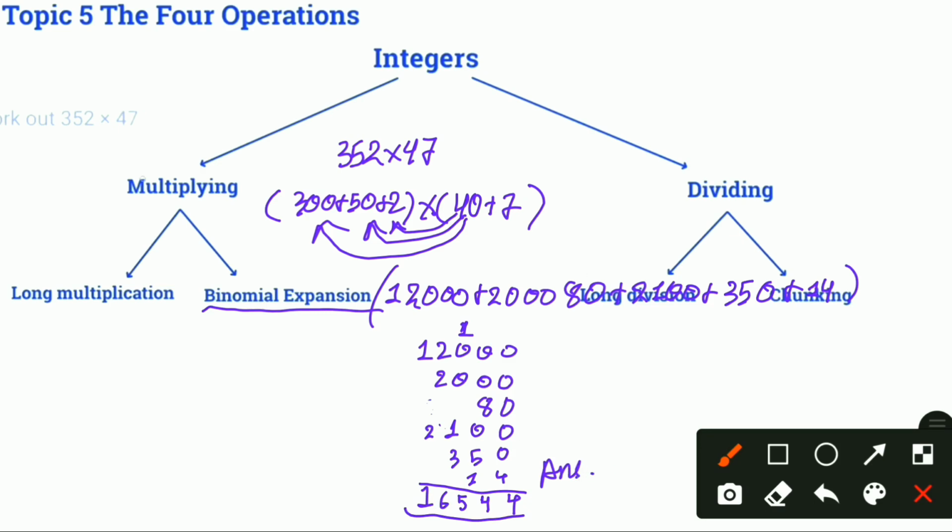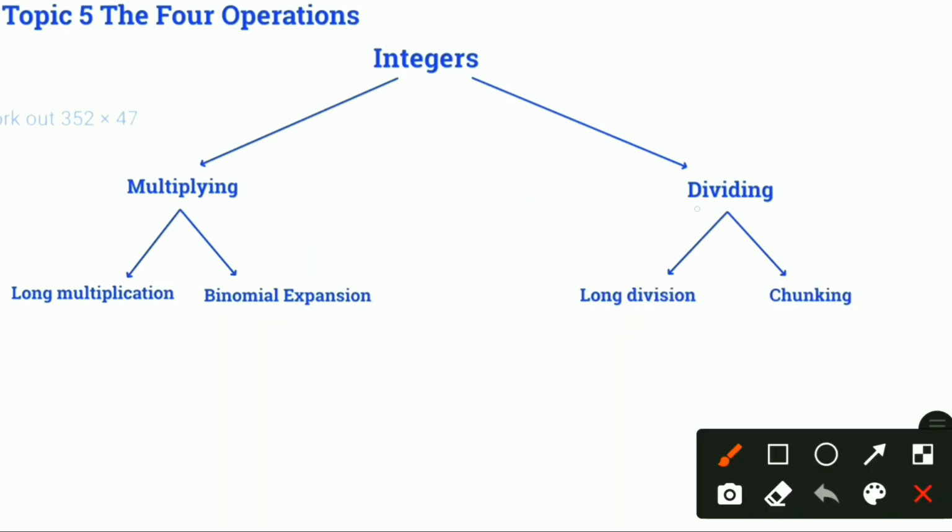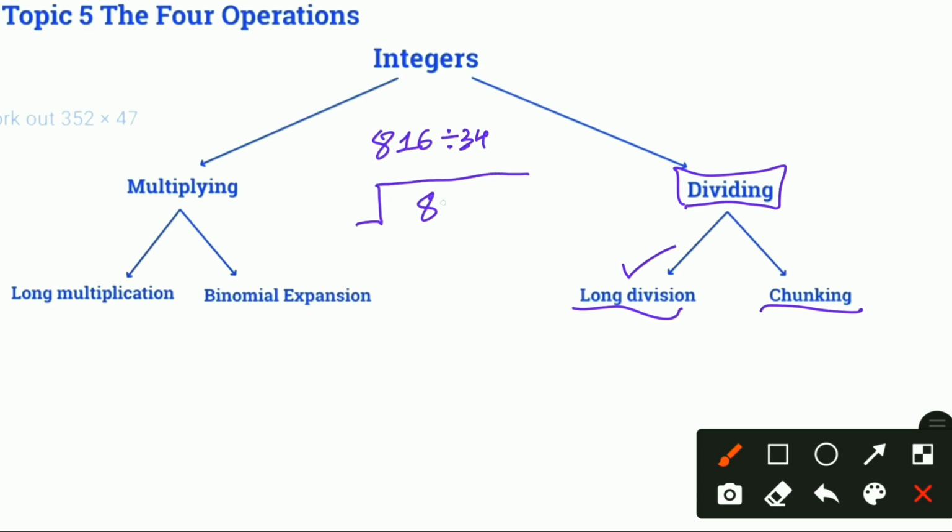This is how you do binomial expansion, this is how you do multiplying, but I would prefer long multiplication. Both of them are correct. Okay, now let's start with dividing, long division. So let's say that we have to work out 816 divided by 34. So long division looks something like this.